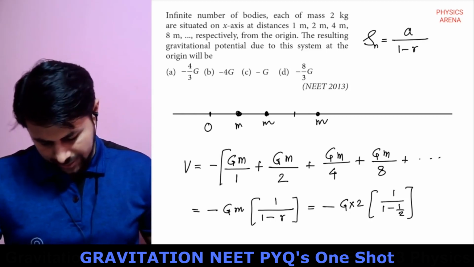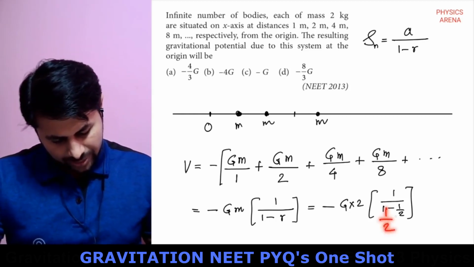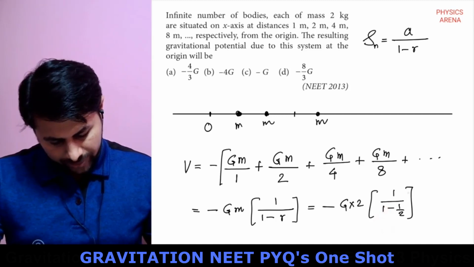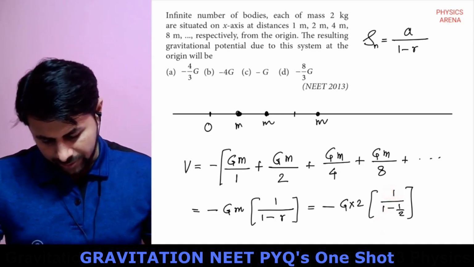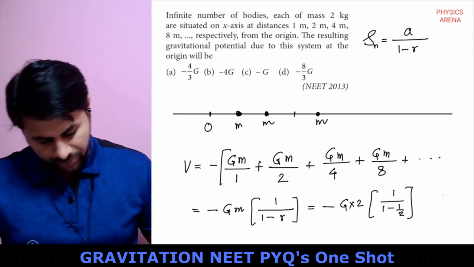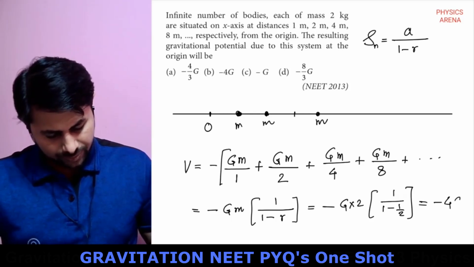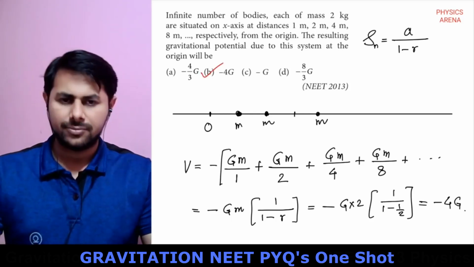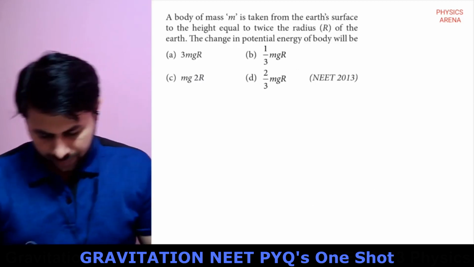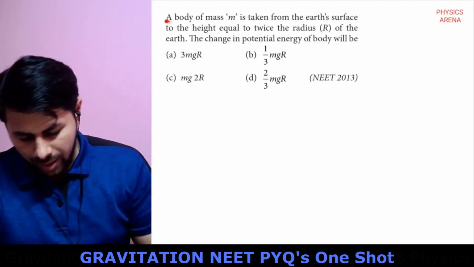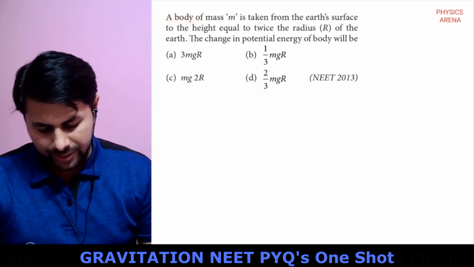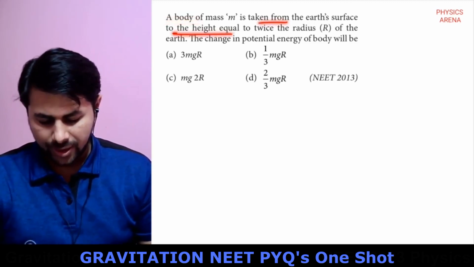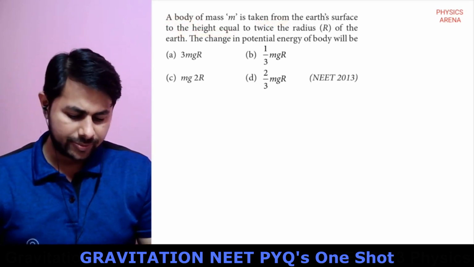So how much is that? This will be half. Take it into the numerator, it will become 2. 2 times 2 will be 4. So minus 4g is the answer. Option B. Right? Next question.